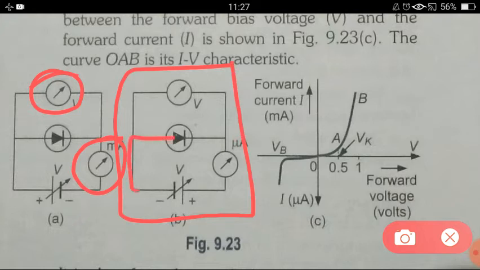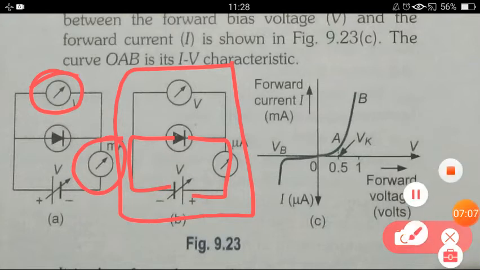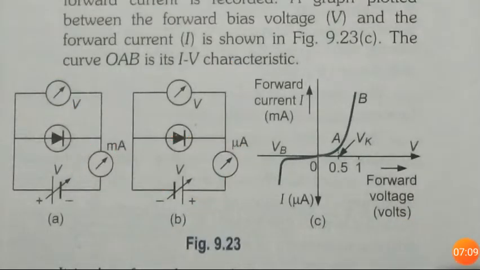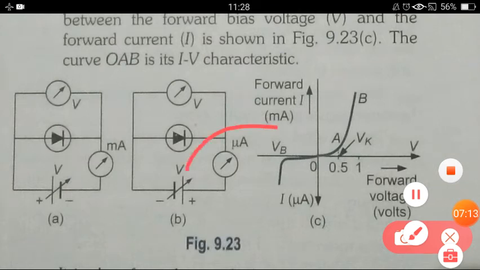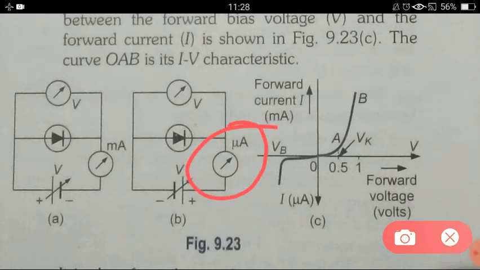The P side is connected to the negative terminal and the N side is connected to the positive terminal, so it is reverse biasing here. In reverse biasing, a microammeter is connected, because a very feeble current will flow, so we measure it in microamperes. Current is flowing in a smaller quantity, that's why we are using another unit here.